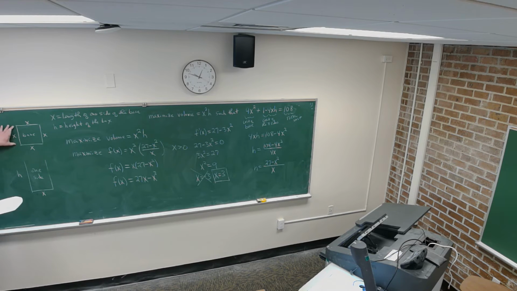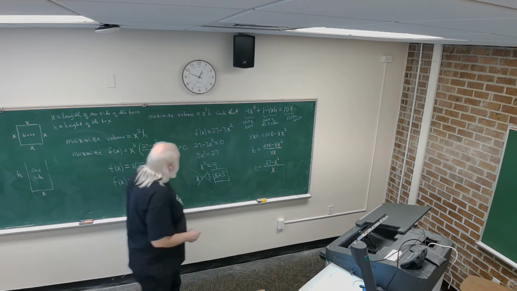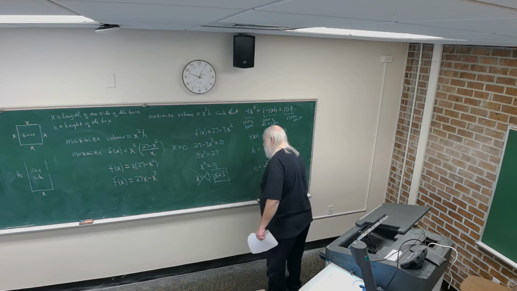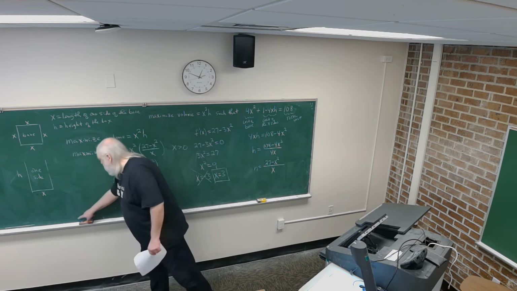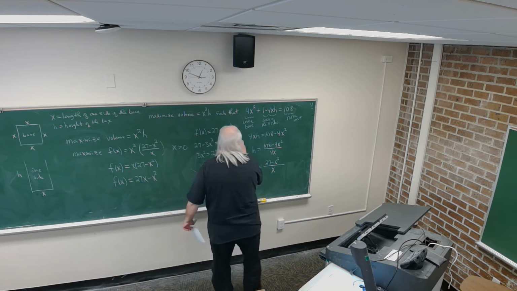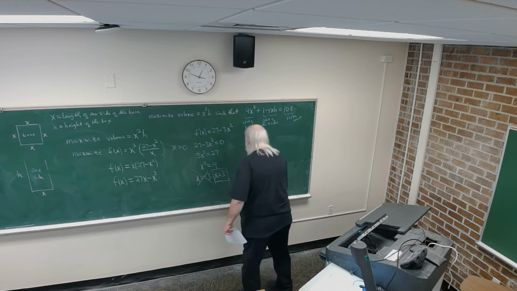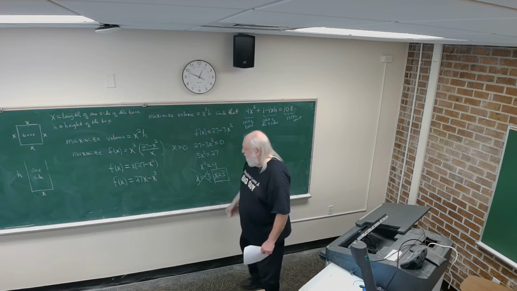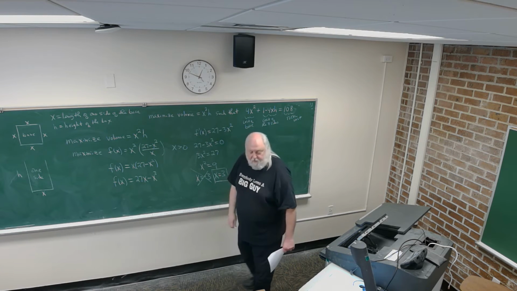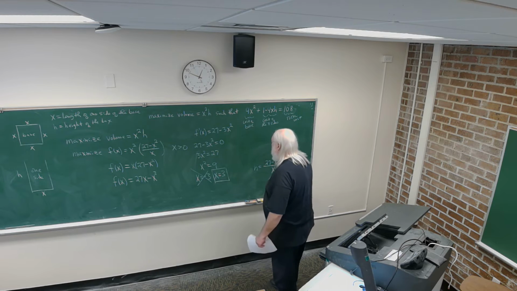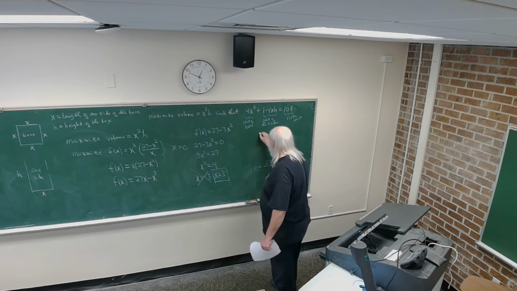So it seems the optimal length of each side of the base, the bottom of the box, is 3 meters. And then we can get the height from the formula for h. But we have to see if we got a minimum or a maximum. f of x is a third degree polynomial, it's differentiable, and so we do the second derivative test.